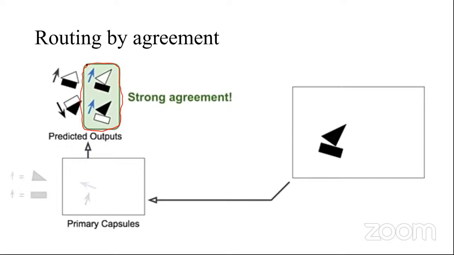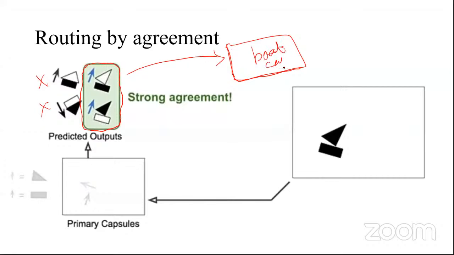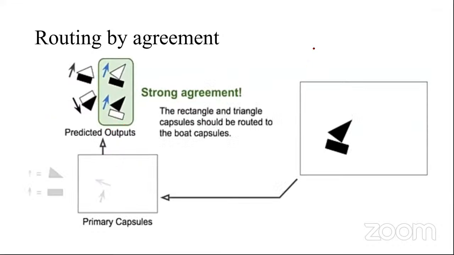What it actually does is discard this information, and it is sent to the other capsule, the capsule which is only meant for boat. This is the boat capsule, for example. After this strong agreement, the rectangle and the triangle are represented similar to the boat, and it is sent only to the boat capsule, and the rest of the two pictures are discarded. Thus it avoids the ambiguity.